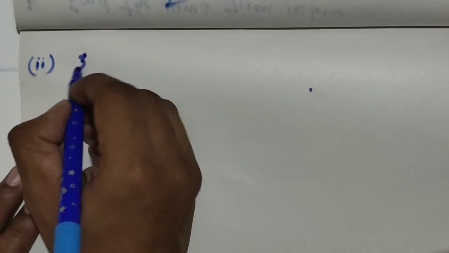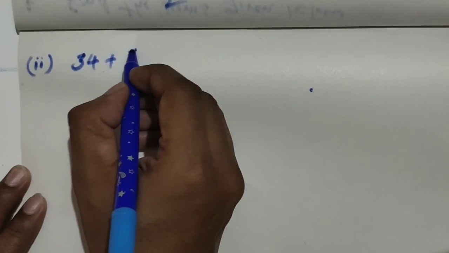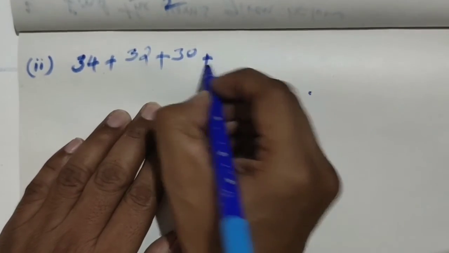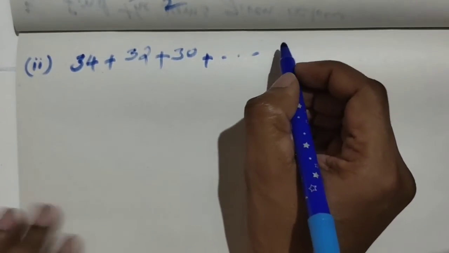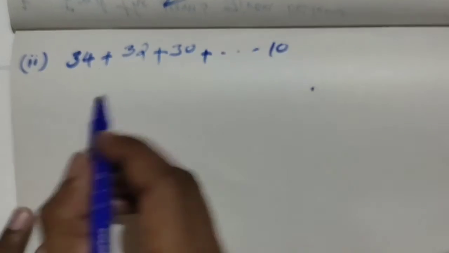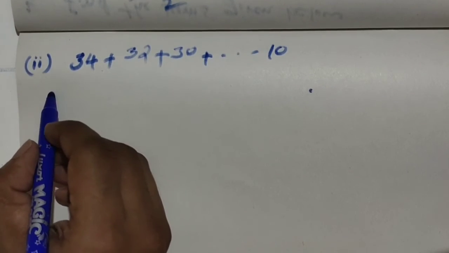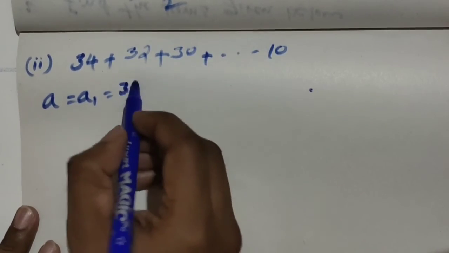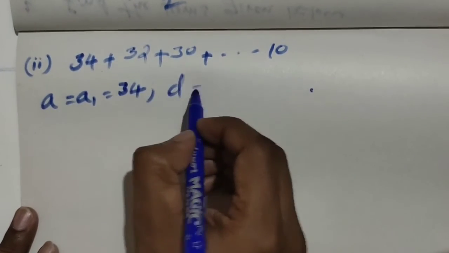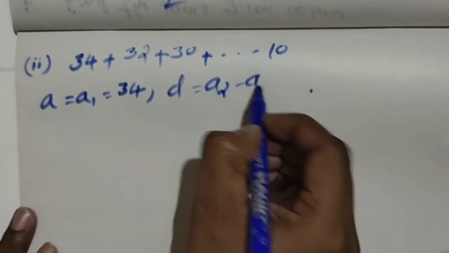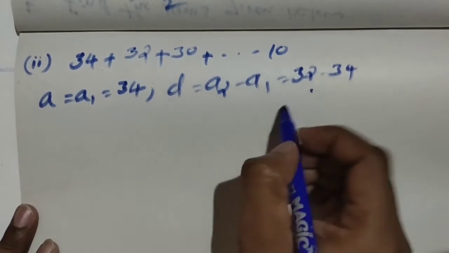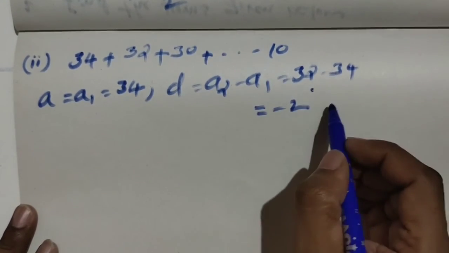Second one: 34 plus 32 plus 30 up to so on 10. Now here again the first term a is equal to a1 is equal to 34, d is equal to a2 minus a1, that is 32 minus 34, is equal to minus 2.